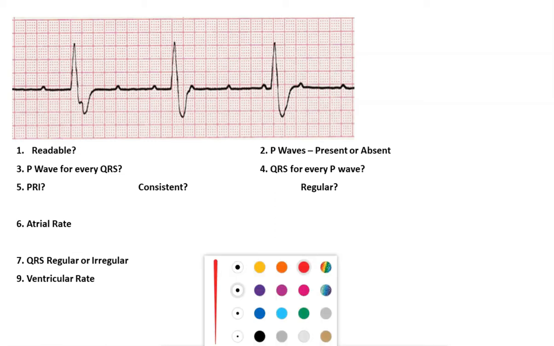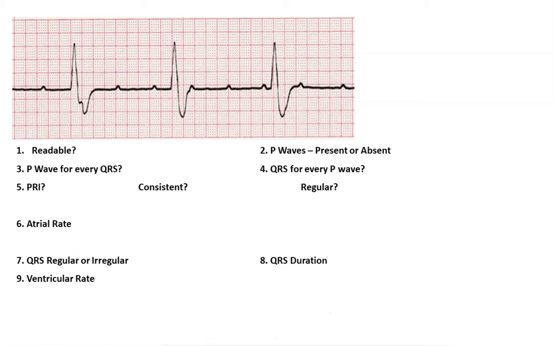So our first thing that we want to be able to do is ask ourselves the question whether or not this is a readable strip. Okay, so is this a readable strip? And again, all I'm looking for here is to determine whether or not I can identify waves. And in this case, I can see some P waves, QRS complexes, and what I believe to be T waves. So I'm pretty good with this being a readable strip.